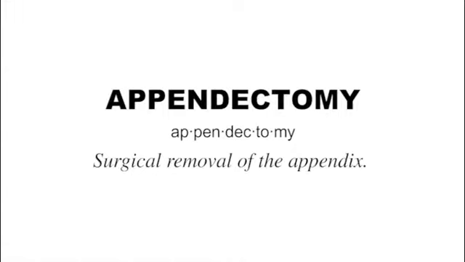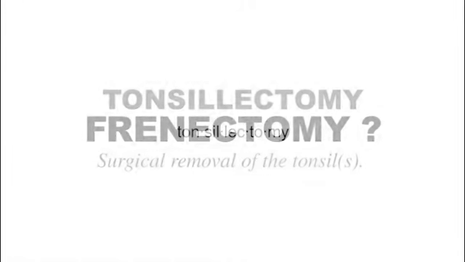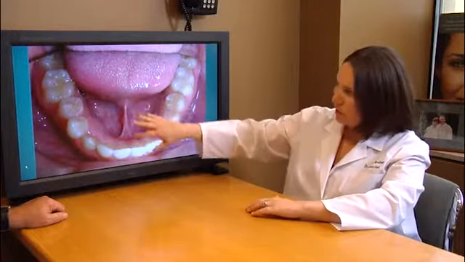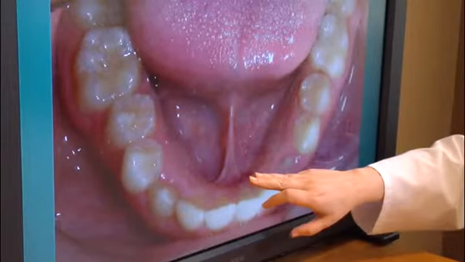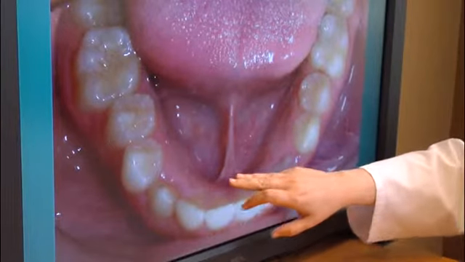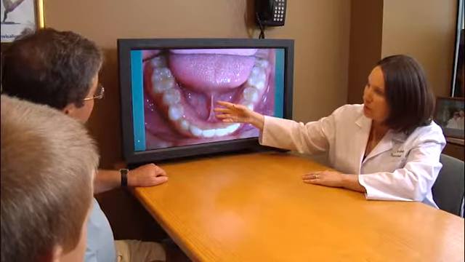What an appendectomy is and a tonsillectomy. How about a frenectomy? If it sounds like the removal or alteration of some kind of tissue, you're on target. This video explains how a frenectomy may resolve certain conditions in the mouth that can lead to trouble.